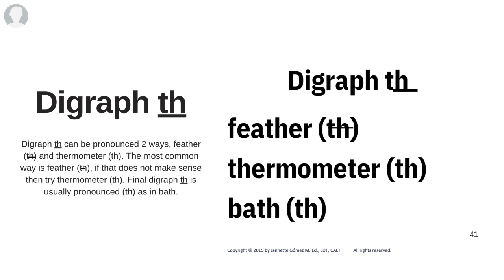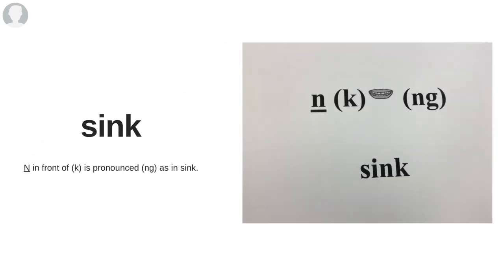Digraph TH. Digraph TH can be pronounced two ways: feather th and thermometer th. The most common way is feather th. If that does not make sense, then try thermometer th. Final digraph TH is usually pronounced th, as in bath. Sink. NK is pronounced as in sink.